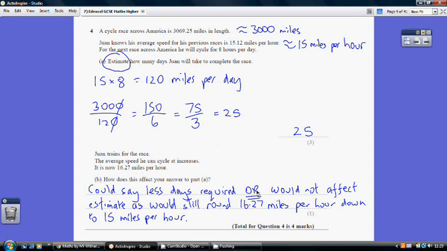Or alternatively, you could have said, well, 16.27 miles per hour, I would still have rounded down to an estimate of 15 miles per hour, so my calculation would have remained unchanged. So either of those two answers were fine for part B.